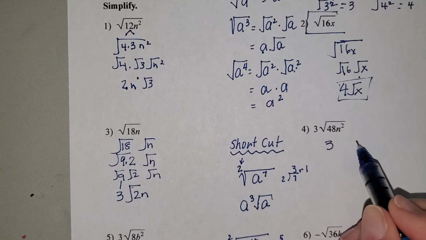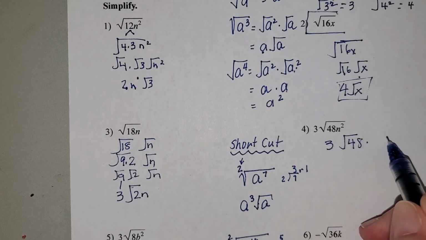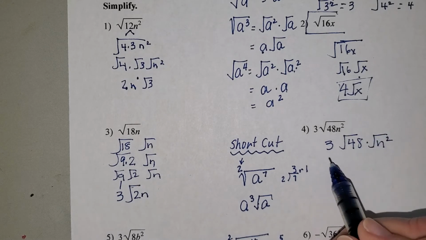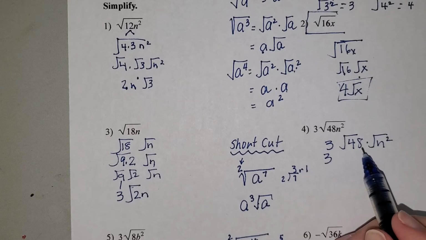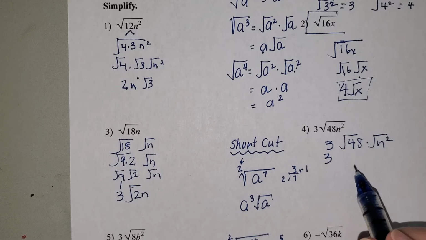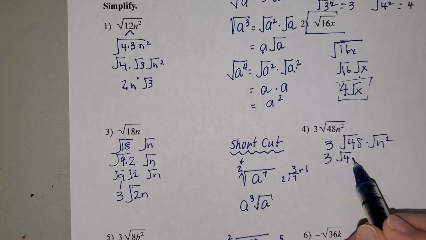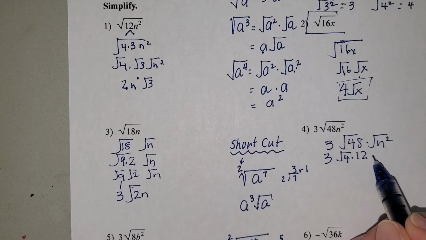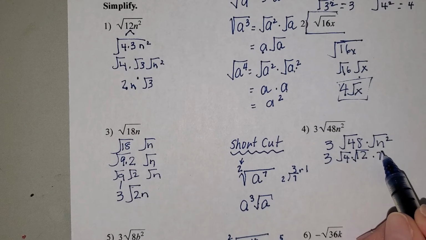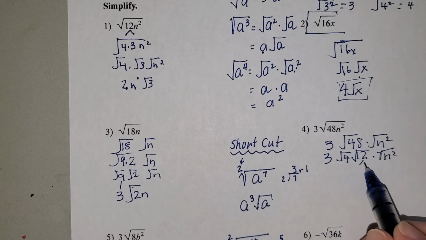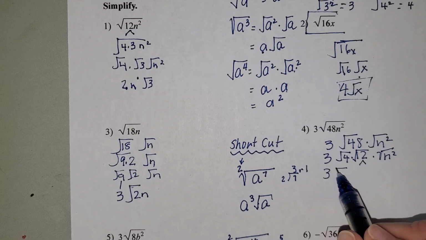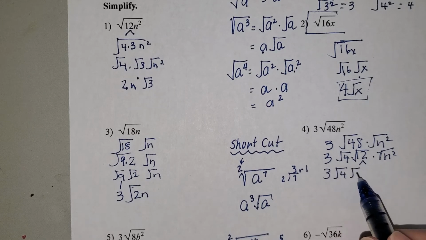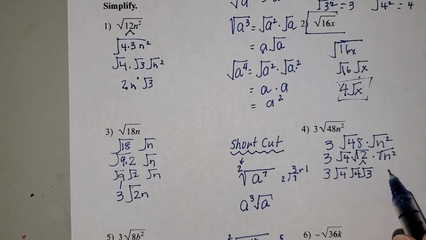Let's look at this one. We've got a 3 out in front, square root of 48, square root of n squared. Bring down the 3. 48, which perfect square is a factor of 48? Well, 4 goes into 48, so let's rewrite it this way. 4 times 12 times n squared. Can we factor 12 using a perfect square? We can. It's a 4. So again, bring down this. We're going to rename 12. Square root of 12 is the square root of 4 times the square root of 3. Bring down the n squared.